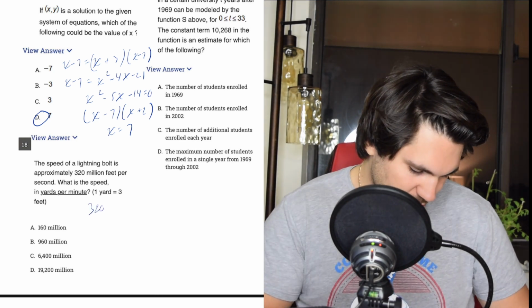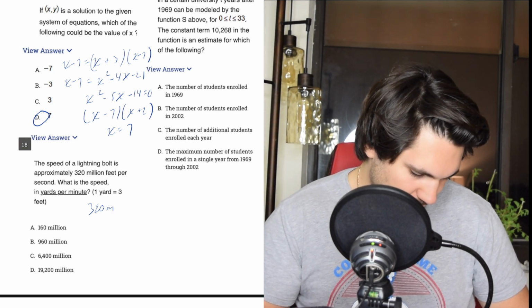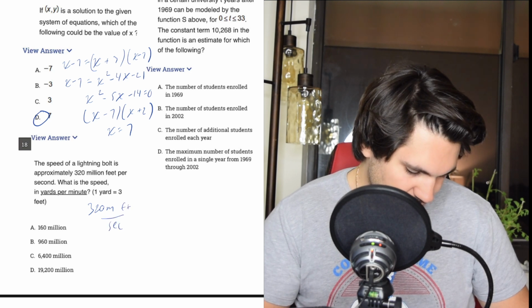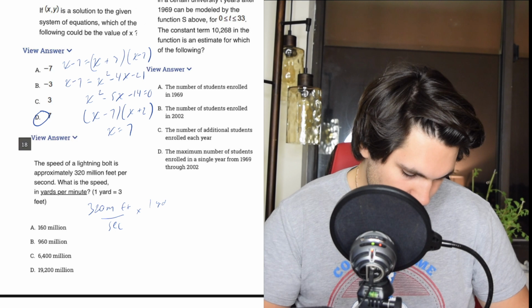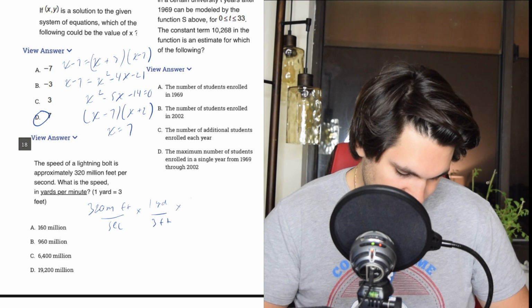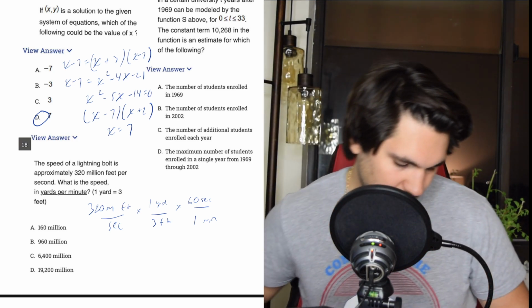There we go. So it's basically 320 million. I'm going to say M for million. And it's currently million feet per second. So we're going to have to multiply this by 1 yard over 3 feet, and then seconds to minutes, times 60 seconds over 1 minute. And then just put that into the calculator, basically.